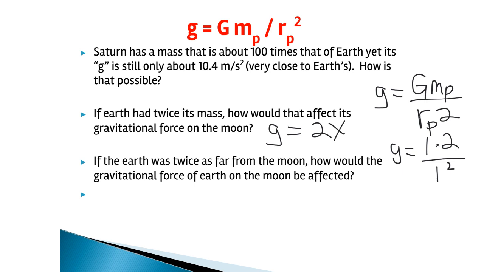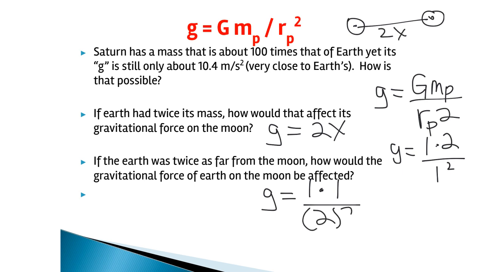If the Earth were twice as far from the moon, how would the gravitational force of the Earth on the moon be affected? So big G is going to stay the same. It's going to be the constant. The mass of the planet, we're not changing. But the radius now, the distance from the center of the Earth to the center of the moon, is going to be 2 times bigger. And so the radius between the centers of the planets is going to be twice as far away, and g is going to be 1/4 as big as it would be.